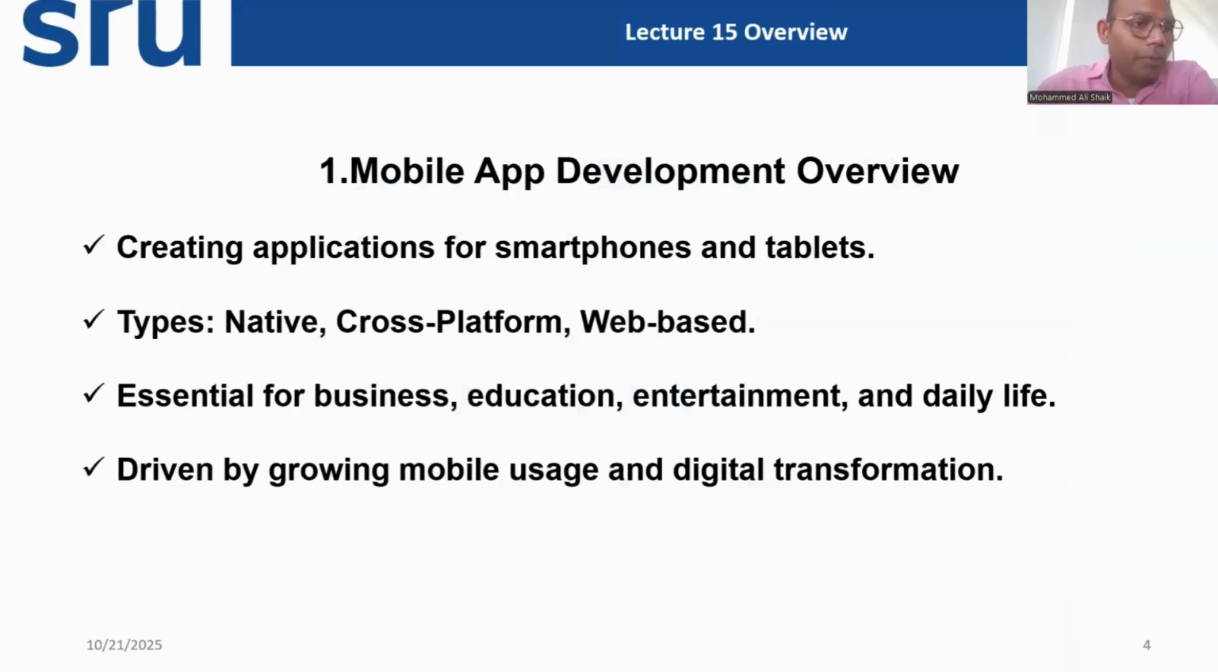So mobile app development. Generally we will be creating an enormous number of applications. These applications will be installed in your mobile phone or maybe in a tablet, and these will be used as per your requirement. So we have the types like native, cross-platform, and web-based. Mobile app development is the process of creating software applications that run on mobile devices and use network connections to interact with remote computing resources. We have these three types: native, cross-platform, and web-based.